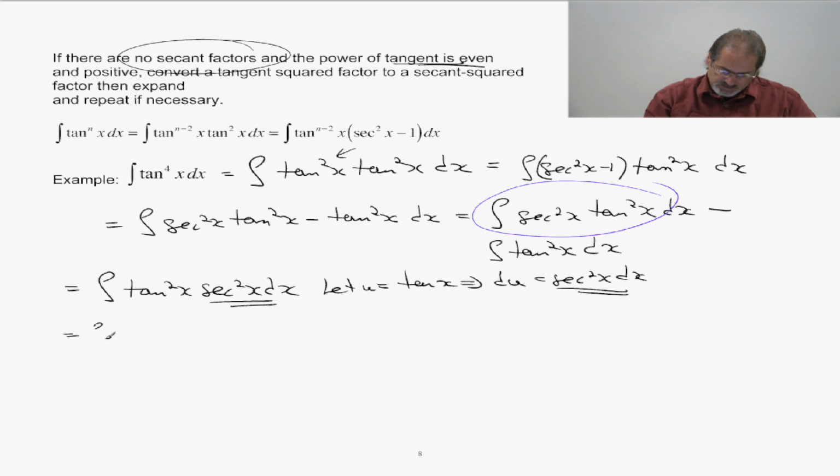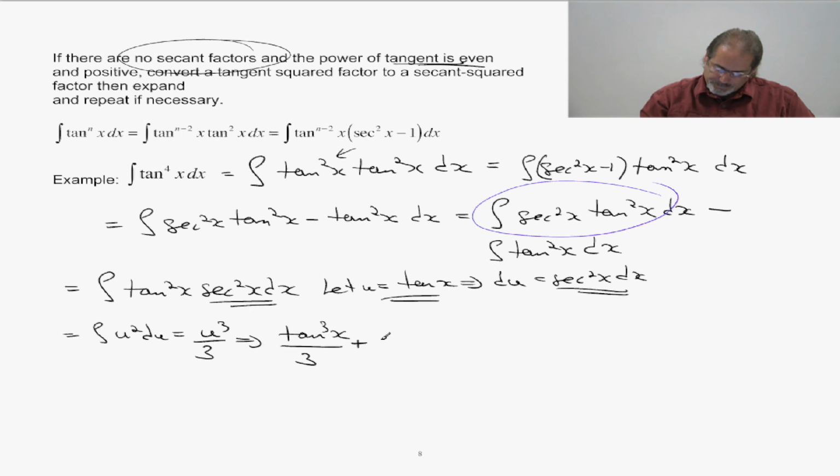So I can think of this as simply the integral of u squared du, which is u cubed over 3, which will give me, because u is tangent, tangent cubed of x over 3 plus, I'm going to call it c1, my first constant of integration.